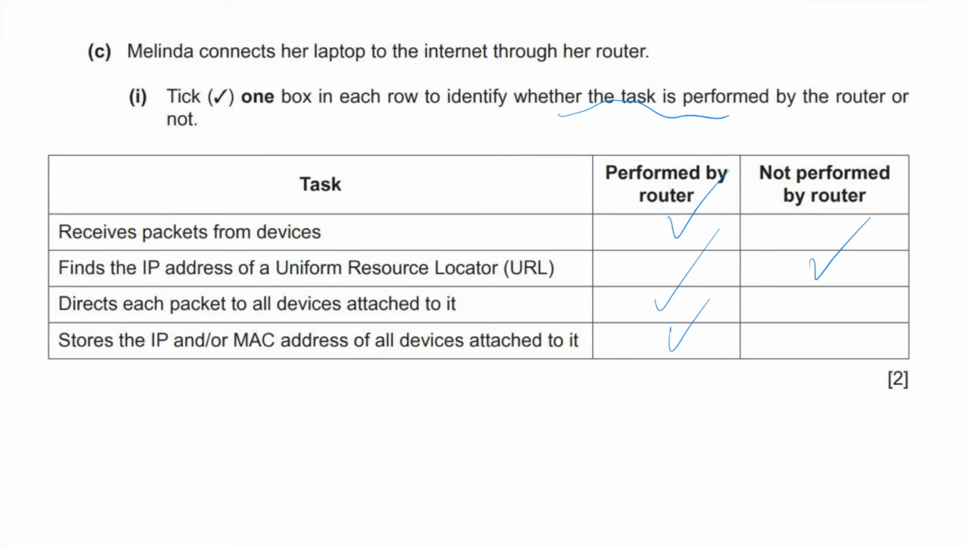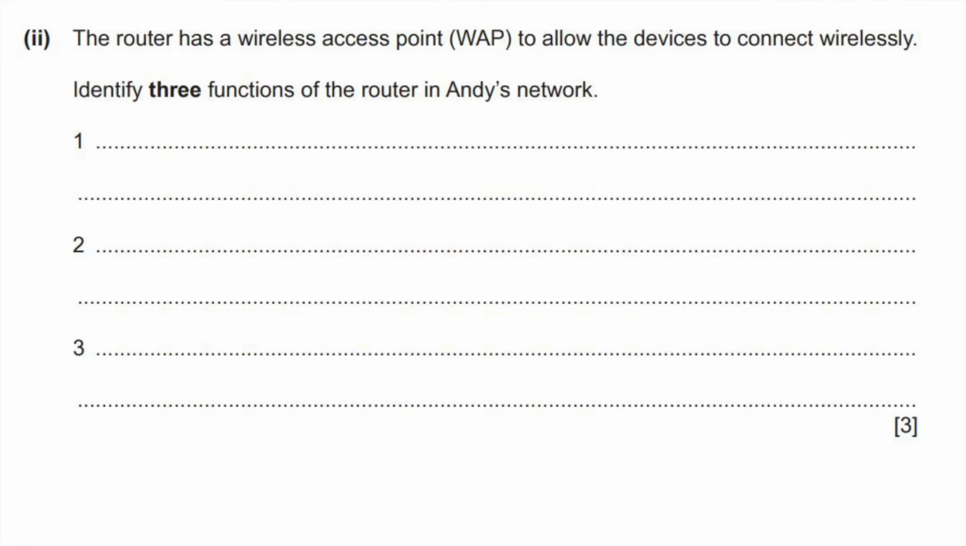Directs each packet, I guess this one is probably a hub, right? So basically a hub is going to take data packets and send them to all the devices attached to it, versus a router would just send packets to whatever the intended destination is. So this is actually a question that integrates wireless access points and routers, which is one of the more common situations. A router has a wireless access point to allow devices to connect wirelessly.